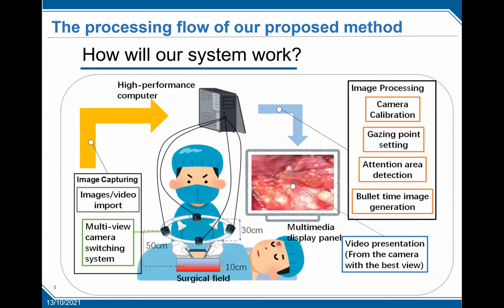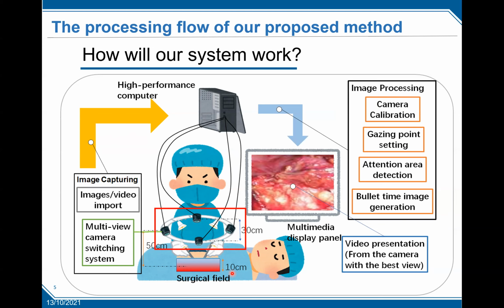So next, this is our current workflow chart. First, before the operation starts, we install our camera system between the doctor and the patient. Then we adjust the parameters such as the height of the camera and connect it to the prepared computer. During the surgery, we switch the camera to choose the best view in real time. Target detection technology will be used to determine the best view at each moment.